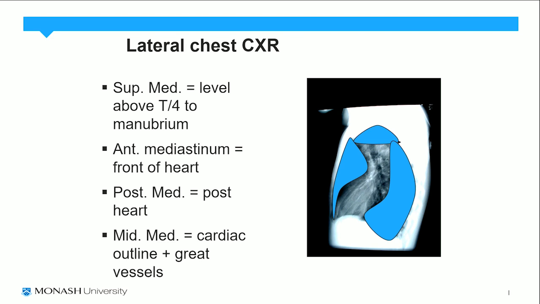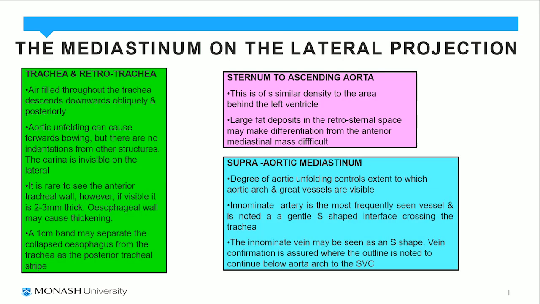The anterior mediastinum is the part in front of the heart. The posterior mediastinum is posterior to the heart, and the middle mediastinum is the area that has the cardiac outline as well as the great vessels. The mediastinum on the lateral projection.